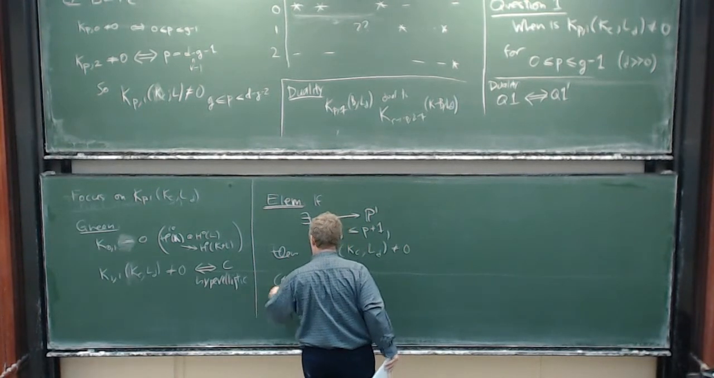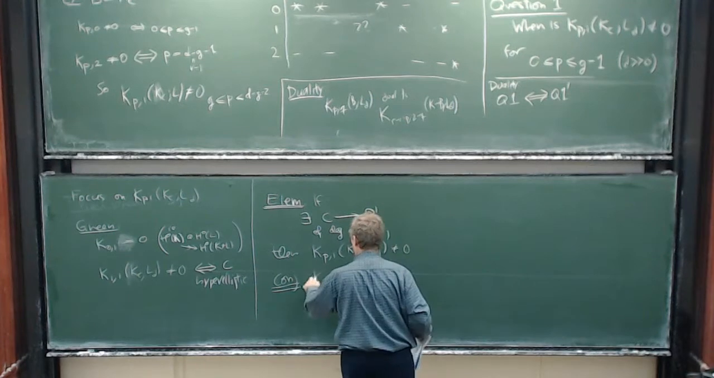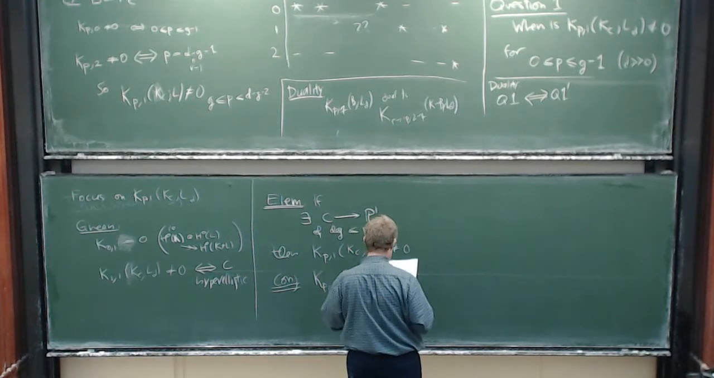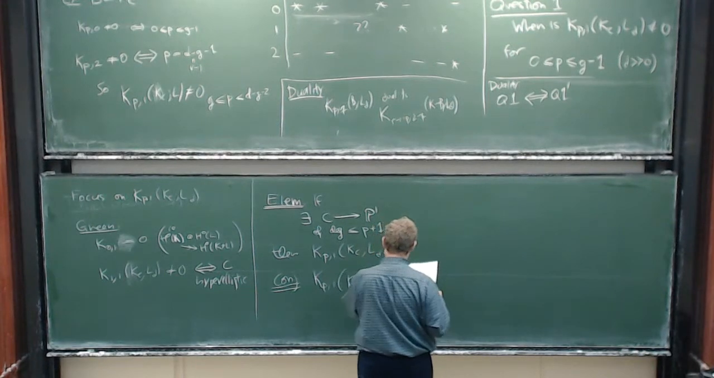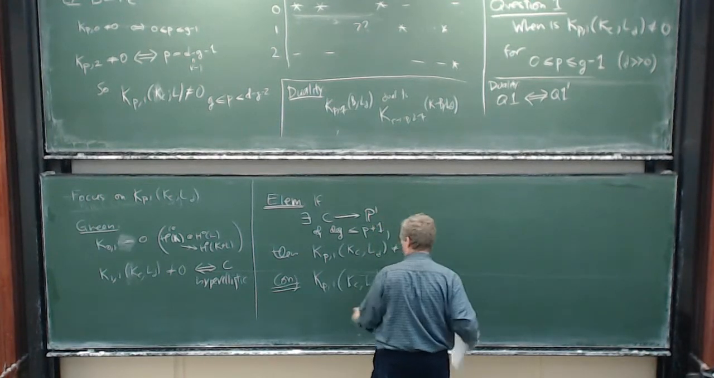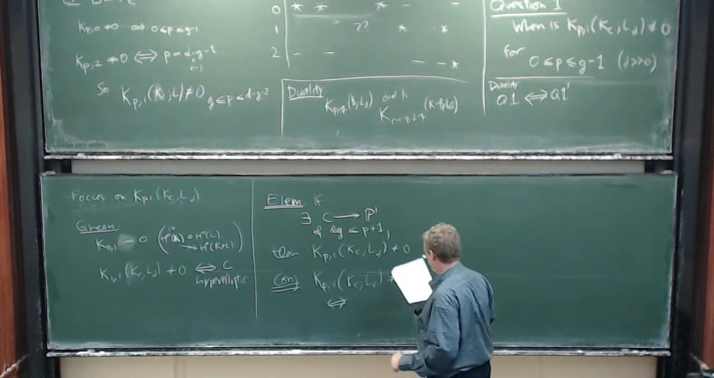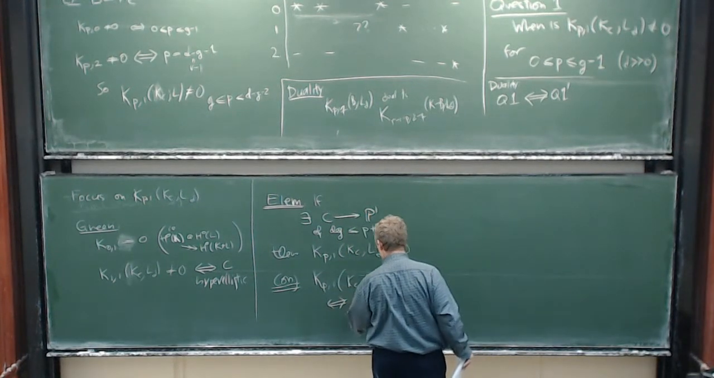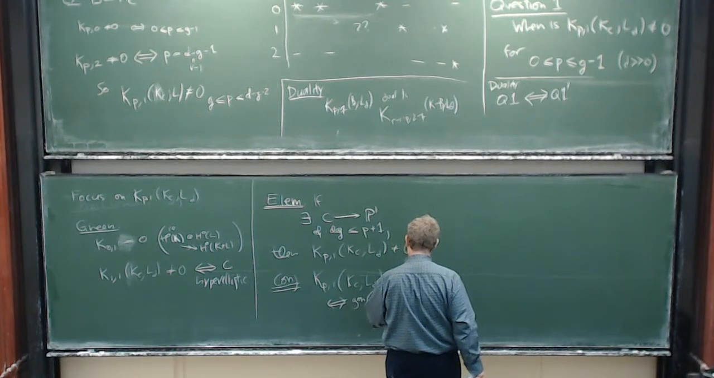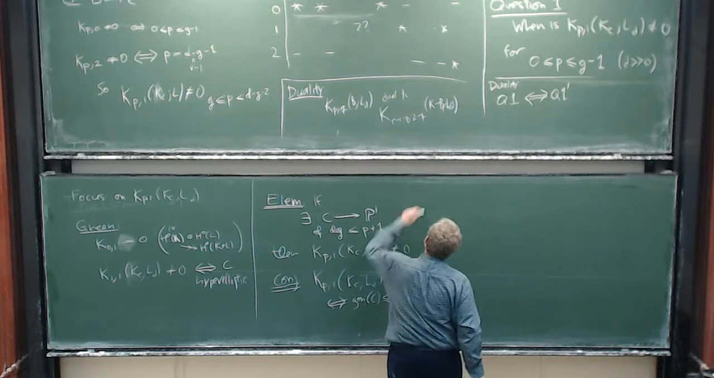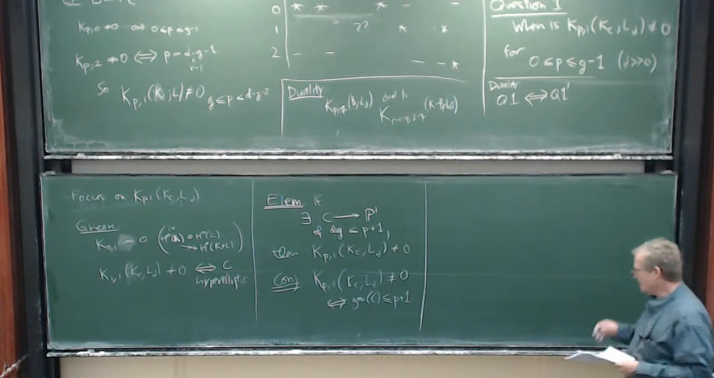I'll say a little bit more about the background of this, but the natural conjecture was that this should be if and only if: K_{p,1} of C, L, d is non-zero if and only if this holds. The least degree with which you can express a curve as a covering of P1 is called the gonality. So this means the gonality of C is at most p plus 1. I'll say a little bit more in a minute.